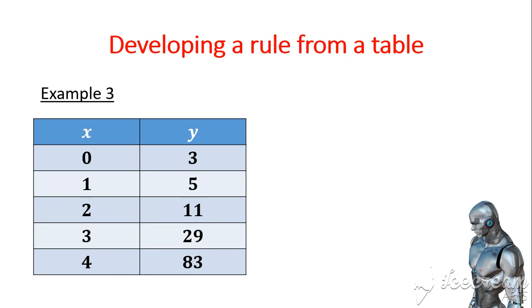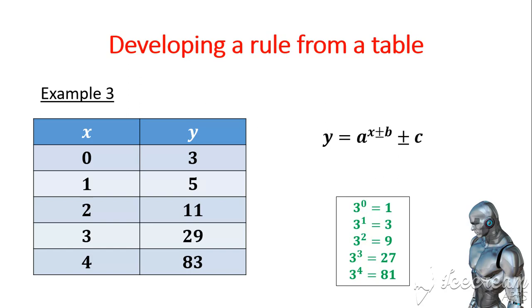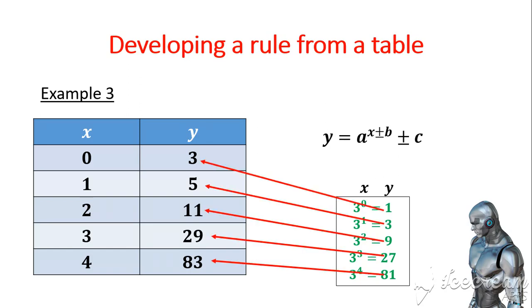Right, here's our third example, and this is also a little tricky one. Here's our exponential function, and once again, I've picked an example that had 3 to the power of something. But again, notice something that's going on. Our x and our y values don't match up. When we go 3 to the power of 0, we should get 1, but in the table we've got 3. When I go 3 to the power of 1, I get 3, but in the table I have 5. When I go 3 to the power of 4, I should get 81, but in the table I get 83.